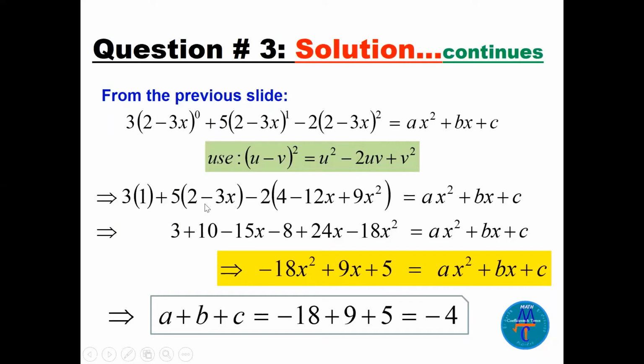Now remember here, you have to expand this. So 3 is there, 5 times 2 is 10, 15x minus 8 plus 24 minus 18x squared. Now you combine everything, like terms, you get minus 18x squared, minus 15 plus 24x is 9x, 3 plus 10 minus 8 is 5. So now we can see A is minus 18, B is 9, C is 5. Add them, you get minus 4. Nice question. I know it's not easy.